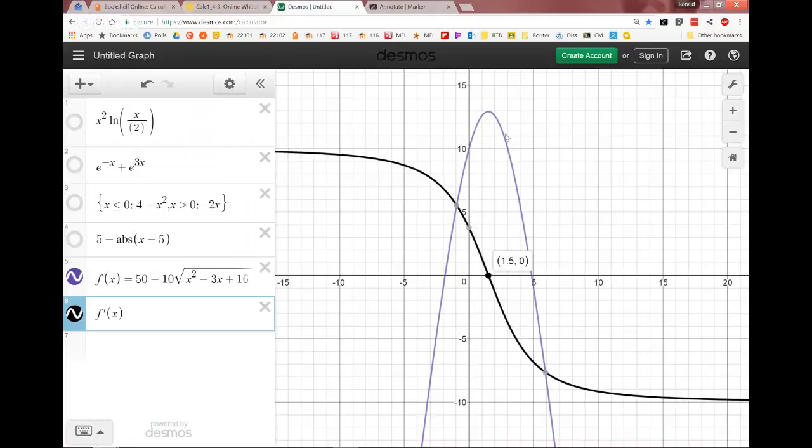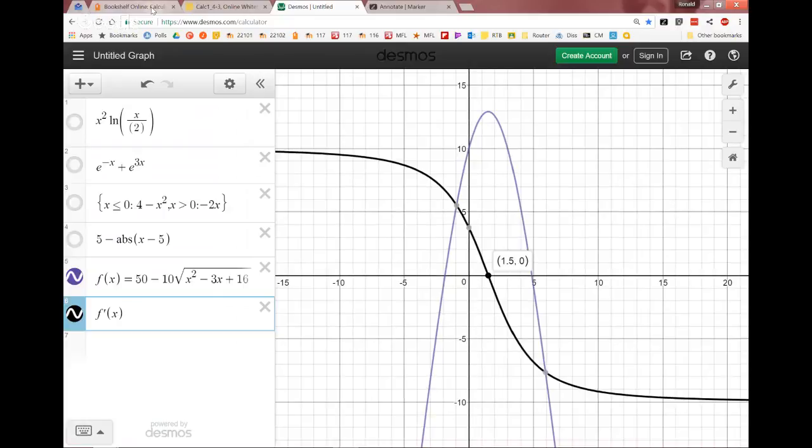When is the slope on the purple curve negative? Whenever we're to the right of 1.5. Look at the derivative curve. You see, when is it below the y-axis? Anything to the right. So anyway, that's how that compares.